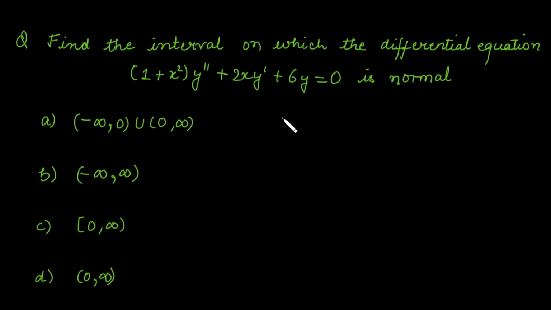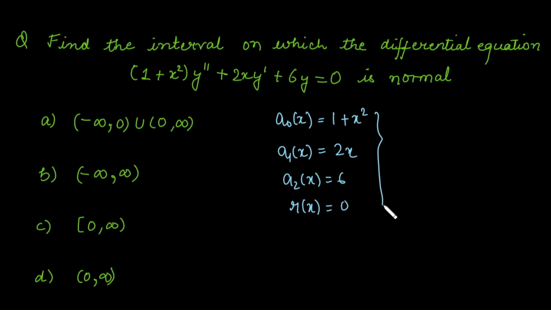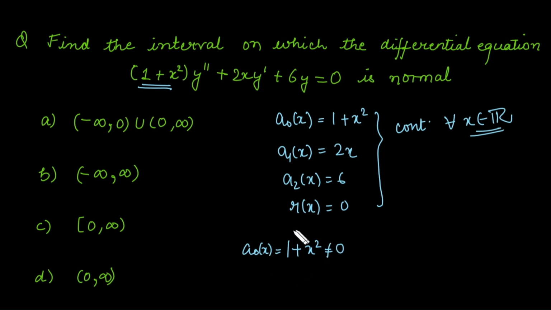So collect the coefficients. a0 is equal to 1 plus x square, a1 is equal to 2x, a2 is equal to 6, and your right hand side function is equal to 0. Now all these are polynomials and they are continuous for every value of x belonging to the set of real numbers. Now we need to observe that this should not be equal to 0. So we can check that it is getting 0 when x is equal to plus minus iota. And we are just dealing with the real numbers.